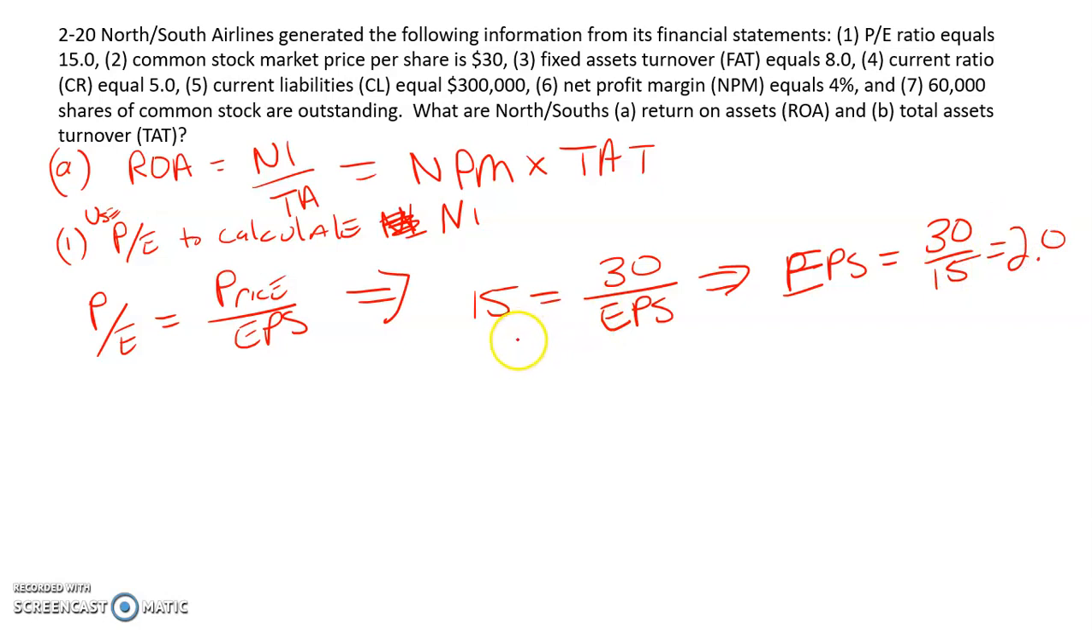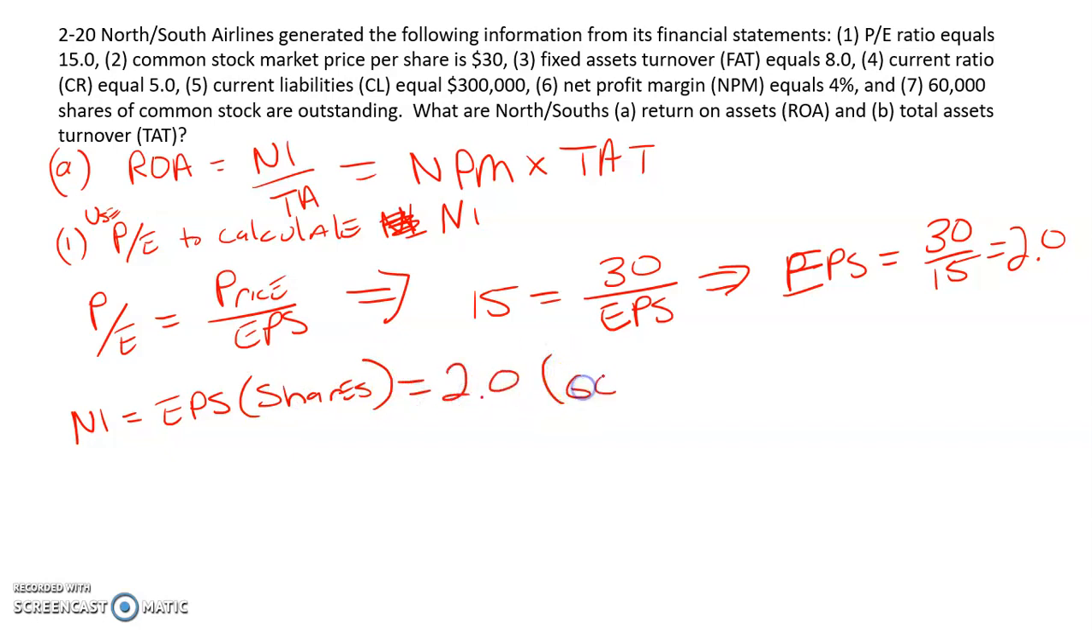So that means our net income is just earnings per share multiplied by the number of shares. So that is 2 times the 60,000 shares outstanding, so our net income is $120,000.